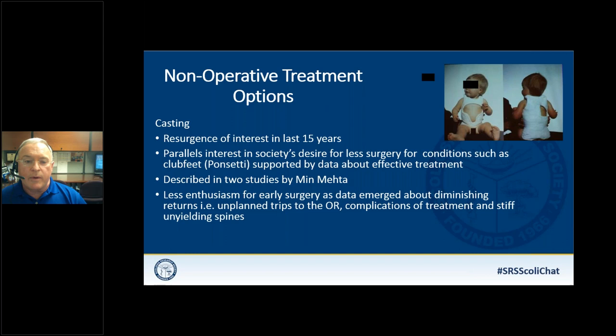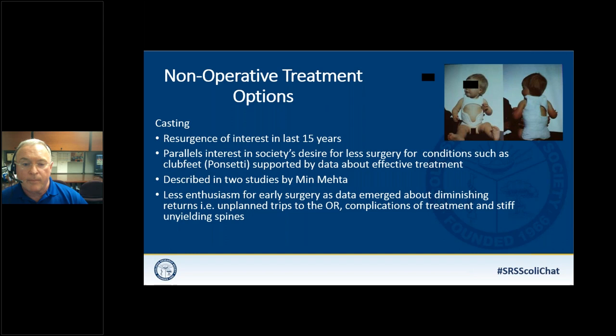In the last generation or so, non-operative treatment options have made a resurgence. And this is in part fueled by some of the reporting of some of the challenges with doing surgery, and particularly growing rod type of surgery in young children. So this interest, which has sort of steamrolled over the last 15 years, does parallel society's desire for less surgery for conditions such as clubfeet. And as previously mentioned, clubfoot treatment is by and large very non-operative, at least early on, and the surgical treatment is for the children who haven't responded.